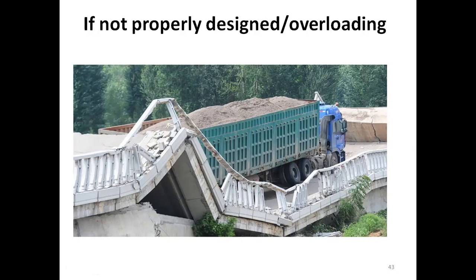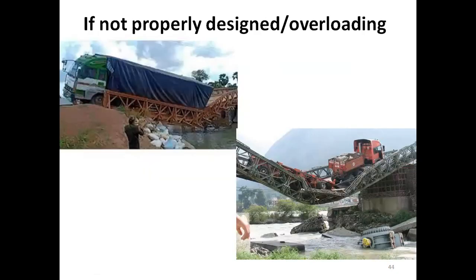So overloading, normally in engineering products or machines or civil infrastructure, is also one of the major causes for the failure of the component or structure. Another example, here you see another overloaded truck passing over a bridge made of a steel structure. However, it is not designed for this much weight, and you could see that the bridge has deformed because of this overloading. Another example is a steel frame bridge, and when an overloaded truck was passing over the bridge, the load fell into the river and the bridge collapsed.